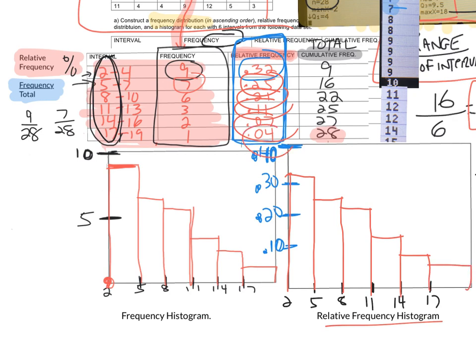These two histograms should really resemble each other as far as the appearance goes. They're using the same intervals, but the frequency histogram is the number of data in each interval. The relative frequency is the percent of the data that's in each interval.